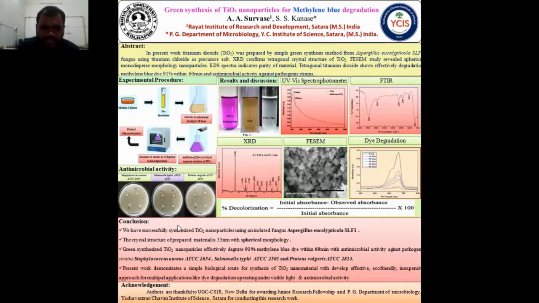In conclusion, we biologically synthesized TiO2 nanoparticles using the isolated fungus Aspergillus eucalypticola SLF1. The biologically synthesized nanoparticles are spherical in nature, about 33 nanometers in size. They effectively degrade 91% of methylene blue, a textile dye, within 60 minutes, and show antimicrobial activity against 3 pathogenic strains: Staph aureus, Salmonella typhi, and Proteus vulgaris. Biologically synthesized nanoparticles have multiple applications, including effective dye degradation.